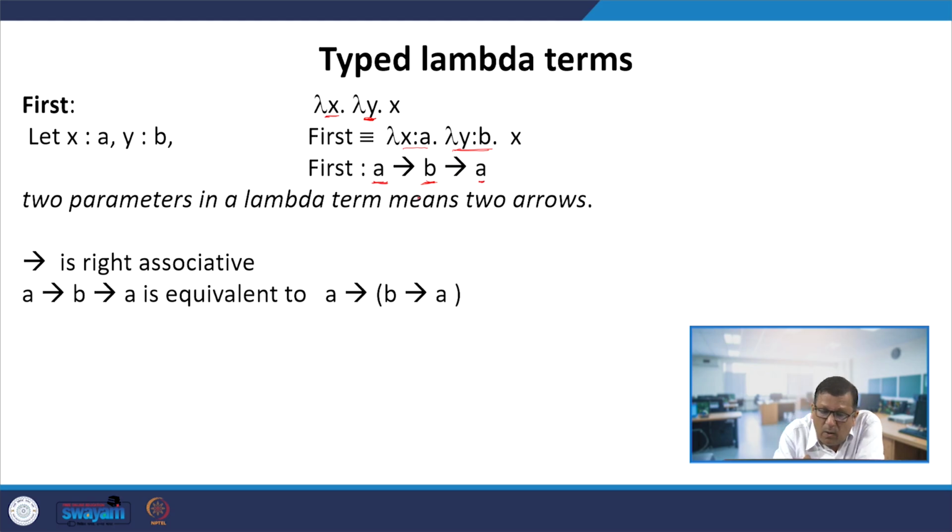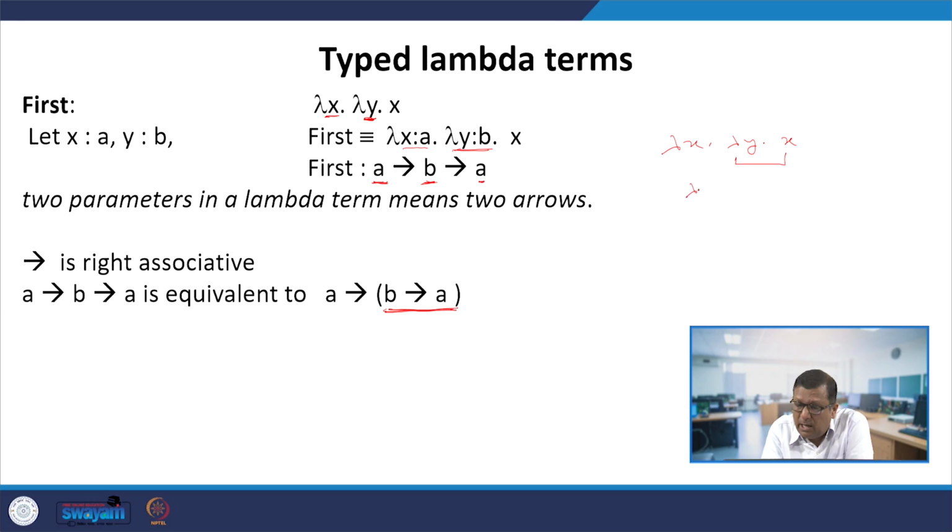Now, this arrow, when we have more than one arrow, is right associative. That means we can also write A arrow (B arrow A), but the parenthesis is not needed here. Only when the parenthesis is absolutely necessary do we keep it, otherwise we do not. So, arrow is right associative; it associates from the right. We know that this is lambda x dot lambda y dot x, and the inner part is again a function.